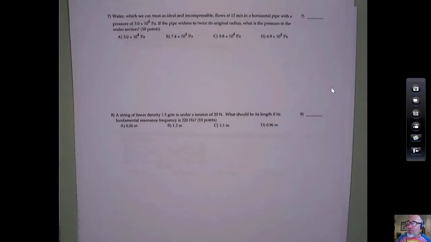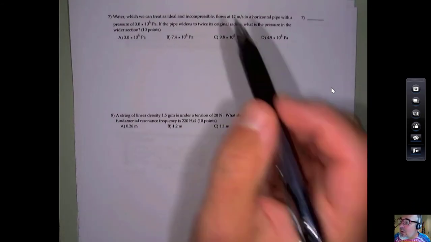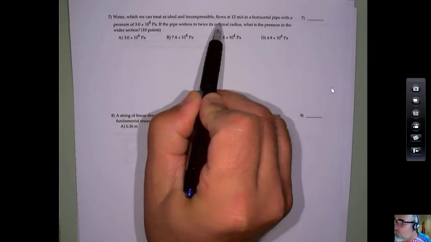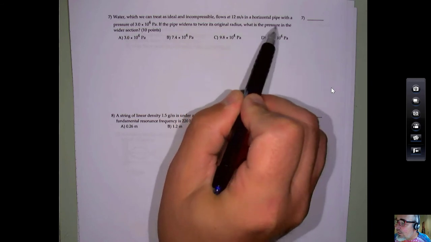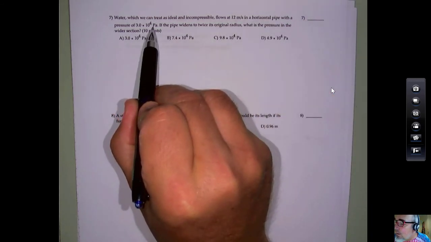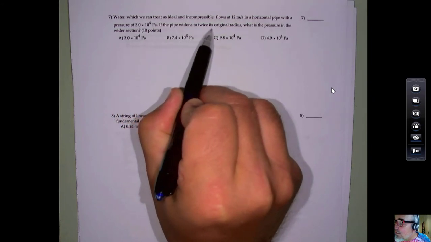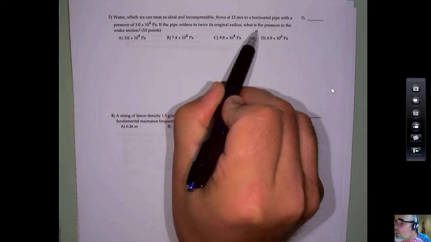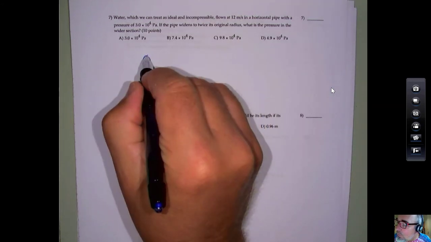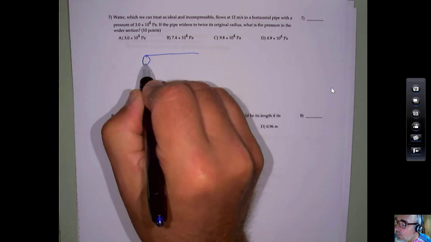Next one, also a fluids problem, so chapter 13. Water, which can be treated as an ideal and incompressible fluid, flows at 12 meters per second in a horizontal pipe with a pressure of 3 times 10 to the 4th. Now, if the pipe widens to twice its original radius, what is the pressure in the wider section? Okay, so we go from a narrower section to a wider section.